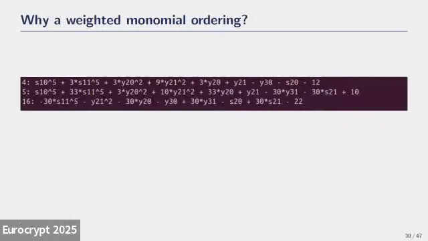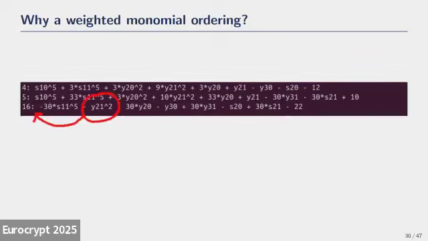OK, now why a weighted monomial ordering? The idea is that we look inside the Gröbner basis computation, in particular in the Buchberger algorithm, and we see how we can stop the reductions in the middle. Here we have, for example, with alpha equal to 5, that s11 to the power of 5 comes before y21 to the power of 2. This is the DRL. So what we want to do is, why not do this? This will stop all the subsequent reductions.